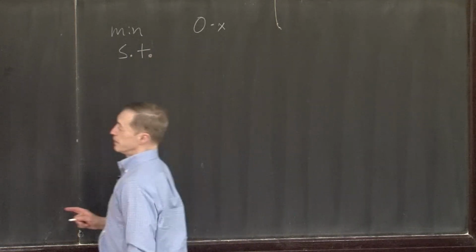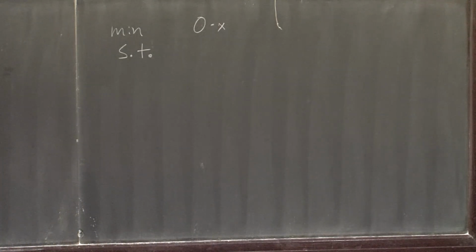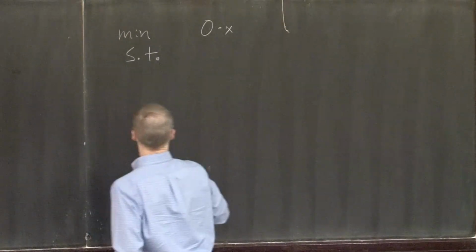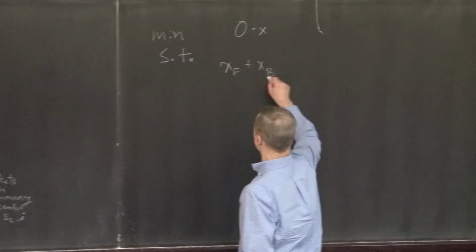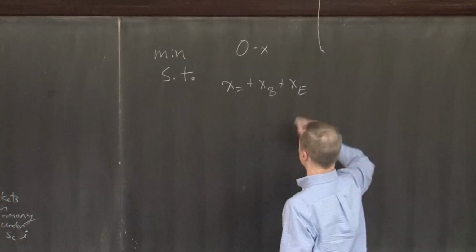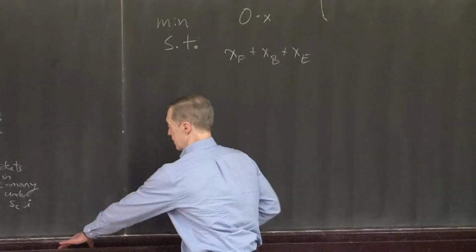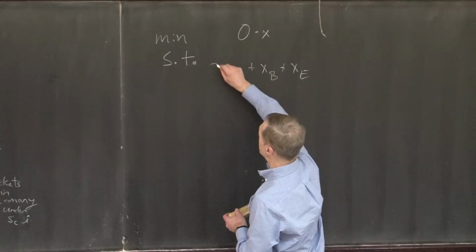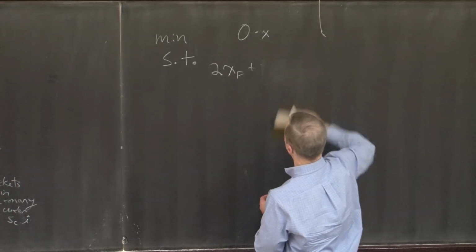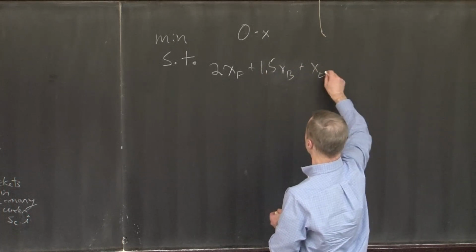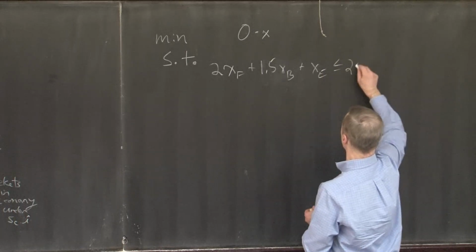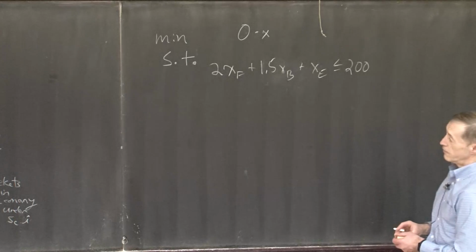Well, the constraint here is that I can't use up any more than the total number of spaces. So there's a constraint that says that XF plus XB plus XE, so XF took up 2.5 spaces, XB takes up 1.5 spaces, and XE takes up 1 space. And all of that is less than or equal to 200. That's how many spaces I had available.